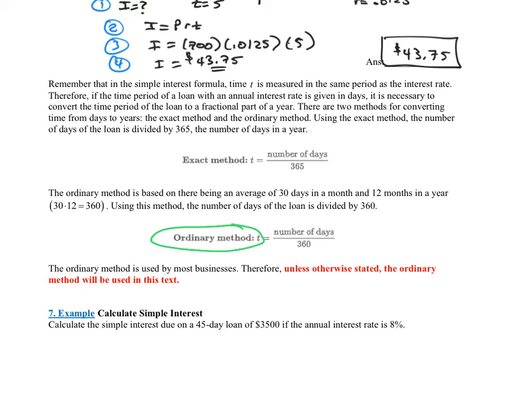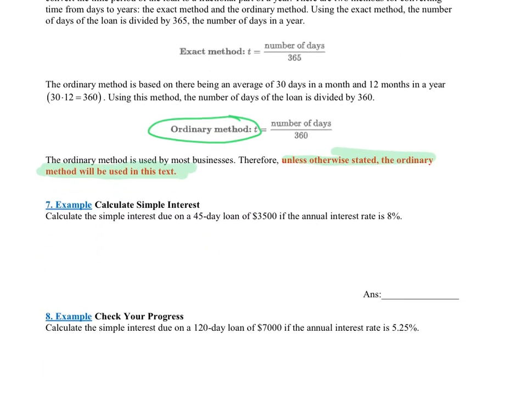So, why do I care about the ordinary method? Because that's what we're going to use in this class. In other words, anytime your loan is in terms of days, you are going to divide it by 360, not 365. I know there's 365 days in a year, but mathematically in finance, you typically divide by 360 to assume that every single month is the same length.